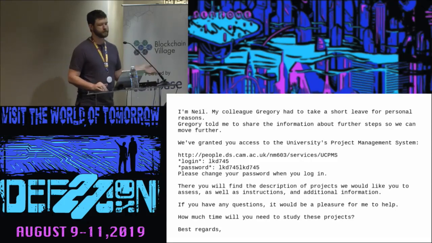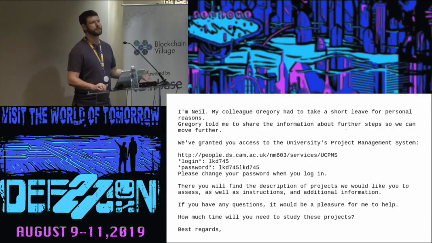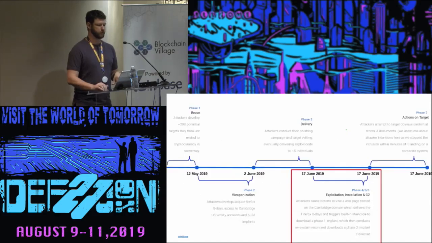So at this point, they're saying, okay, these are the specific projects we want you to review, log in. This goes to that link, which is actually copied again from Cambridge University's actual website. It's their IDP login page that the attackers stole, right? And at that point, once we click there, we start to talk about exploitation, right?